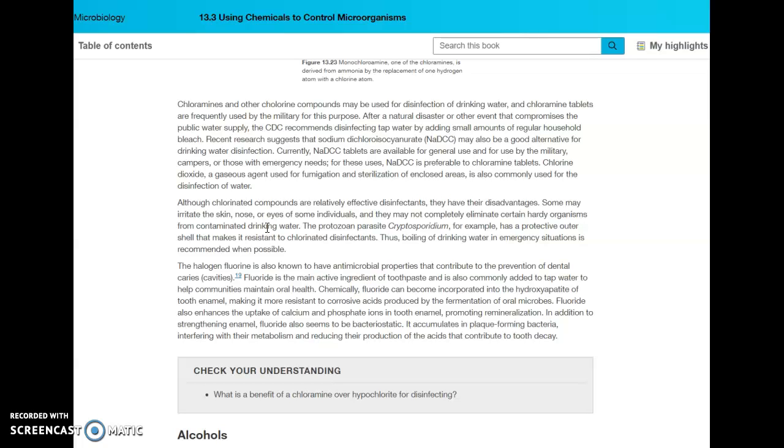Fluorine we use in its ion form, fluoride, and it's put in toothpaste. It's added to tap water. It's in mouthwashes as well. And it makes our teeth enamel more resistant to decay by acids that are produced by the bacteria that live on the teeth.